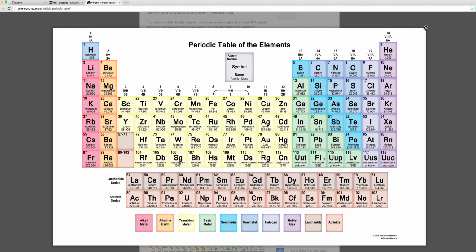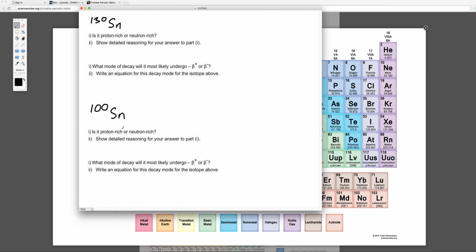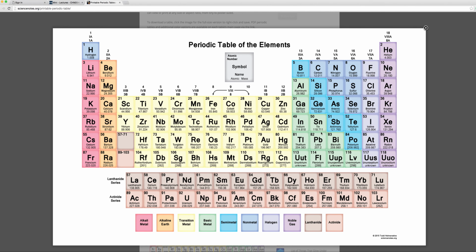The first step is to look at the periodic chart and determine, in this case we're looking at tin. This is tin 130, tin 100. So we're looking at tin, and tin has an atomic number of 50, which means it has 50 protons, and that isn't going to change.